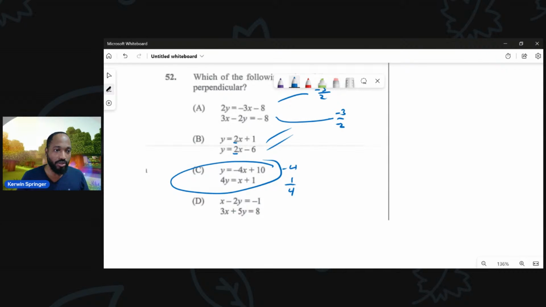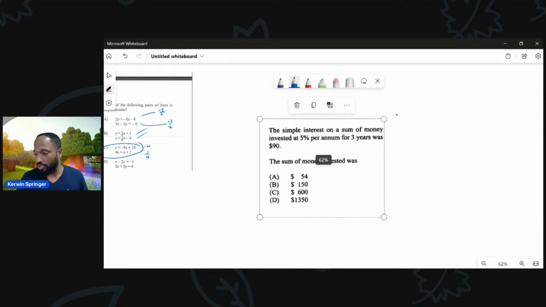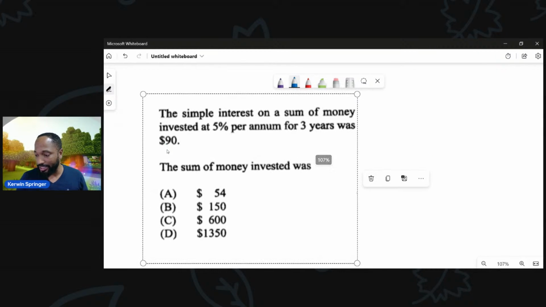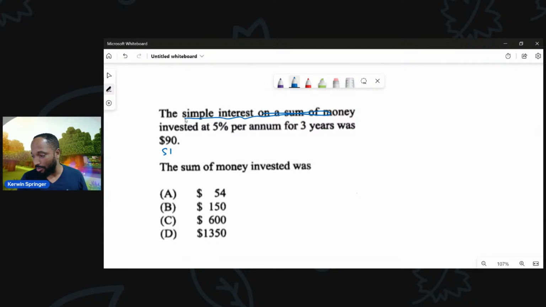Let's try another one. The simple interest of a sum of money invested at 5% per annum. Keep in mind, this is the simple interest here. So the simple interest is 90. And they want the sum of money invested. They want the principal. Now I can whip out this formula: the simple interest times 100 divided by the other two things, the rate times the time. So the simple interest is 90 times 100 divided by the rate, 5, times the time, 3.